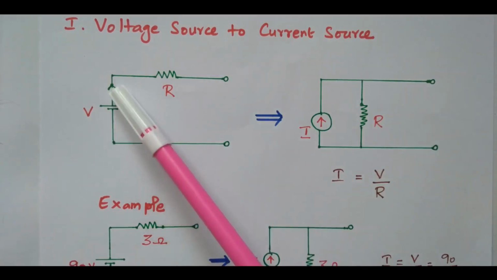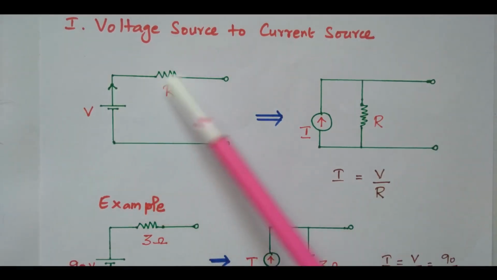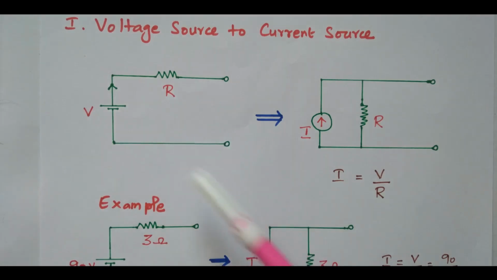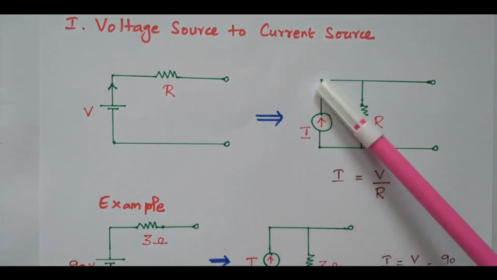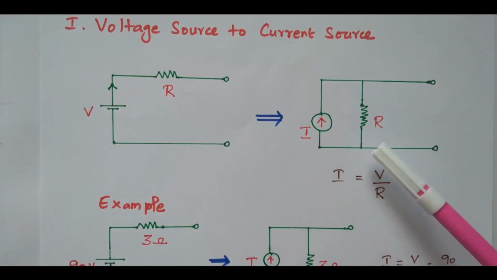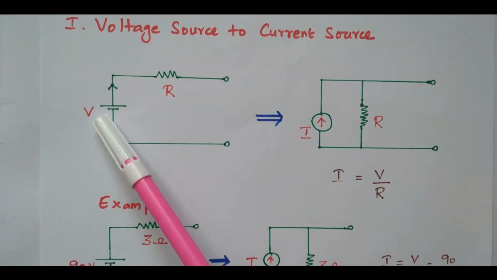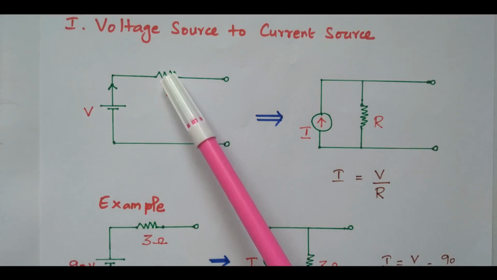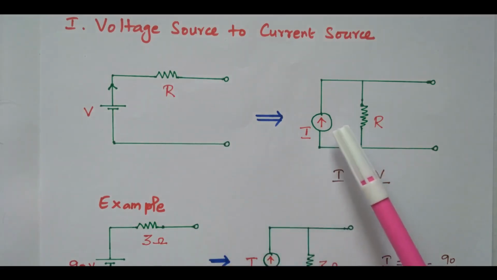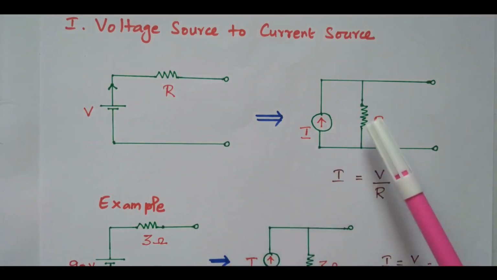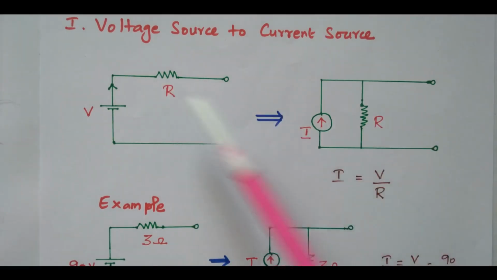So the voltage source in series with the internal resistor is connected. This is called a practical voltage source. How will you convert it into a current source? Current source means the internal resistor is connected in parallel. So a voltage source in series with the resistor can be transformed into a current source in parallel with the resistor. This R is equal for both cases, for the voltage source as well as the current source.